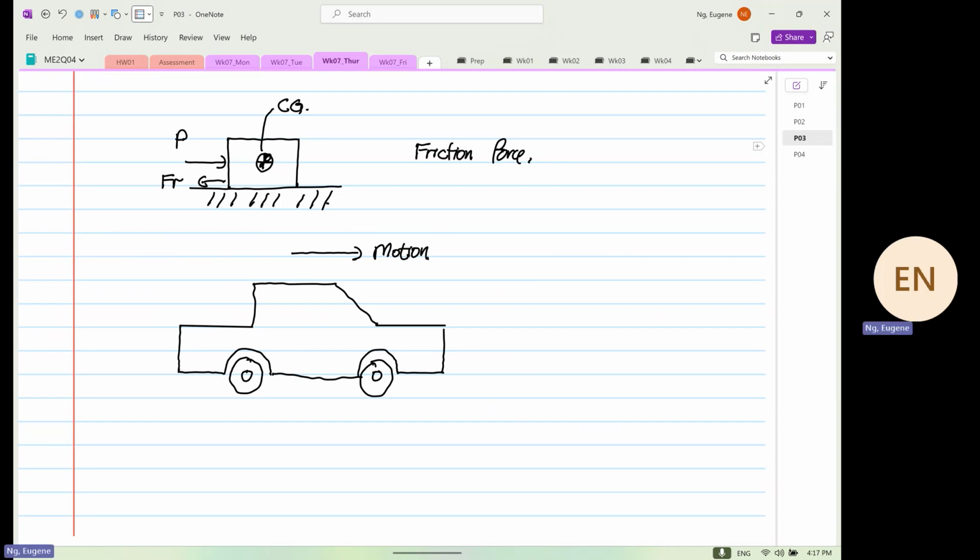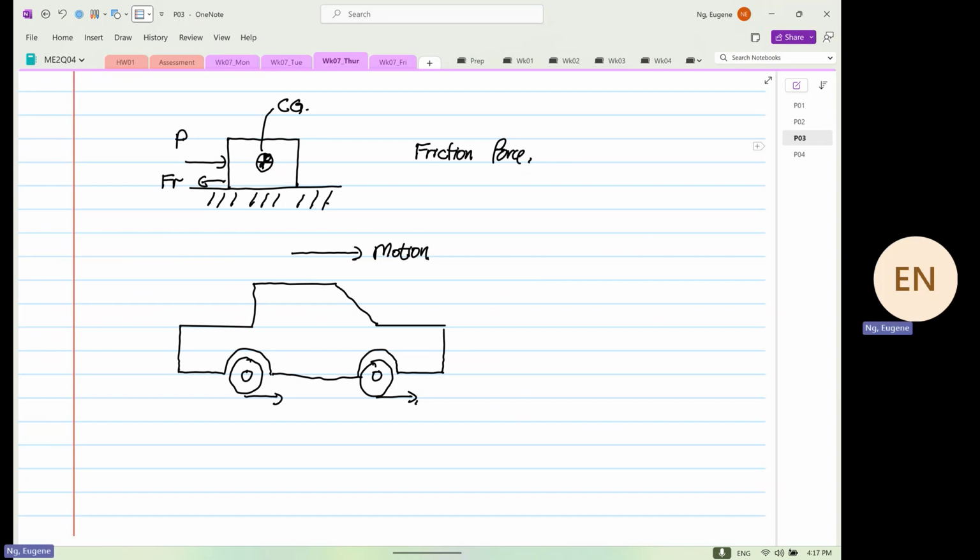Where is friction acting? Which direction? Towards the right or towards the left? How many of you say left? How many of you say right? So towards the right. Any idea why? Yes.